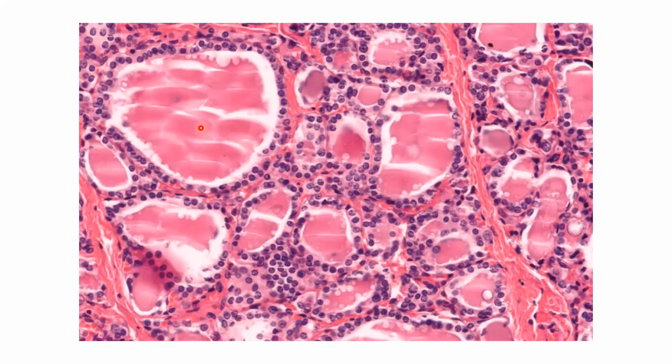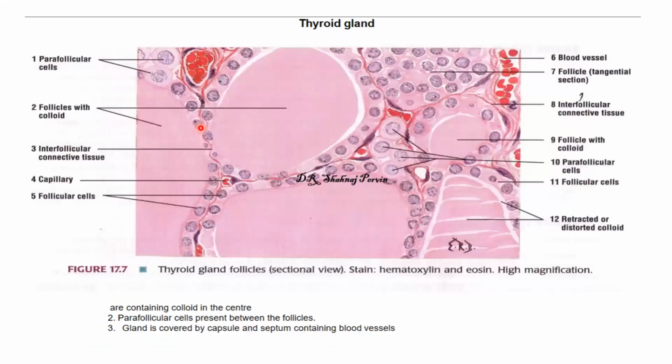Very, very important, because the thyroid gland has a lot of applied anatomy. So this is for your understanding. This is the thyroid follicle. These are the follicular cells. These are the parafollicular cells. And the inside lumen contains not a liquid, but a little bit sticky substance. Its name is colloid.